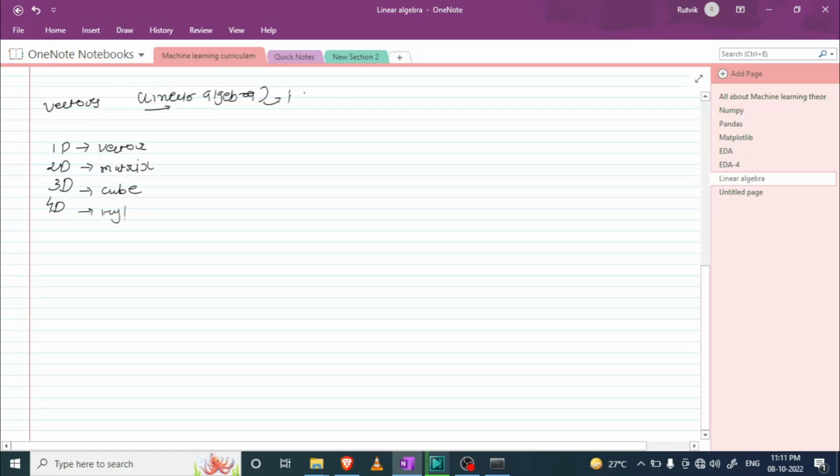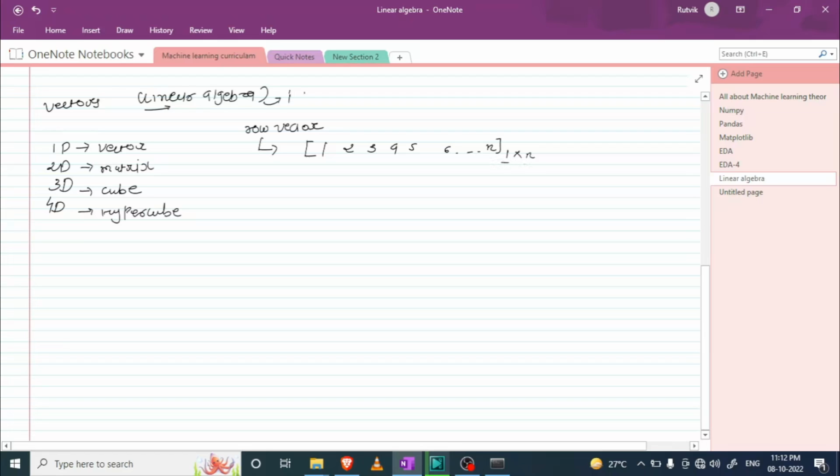Now in this video we are going to talk about what is a row vector and what is a column vector. First of all, we discuss what is a row vector. A row vector means a particular array which has only one row and multiple columns, like this. Then we can represent it as a row vector, because we have only one row and n number of columns, as you can see here.